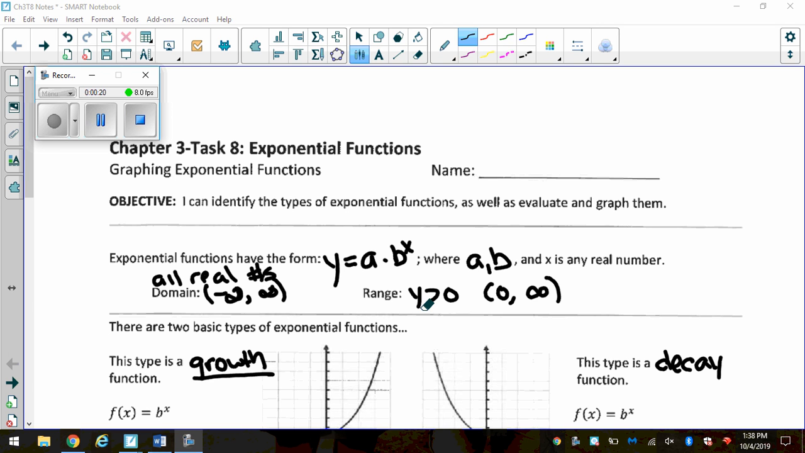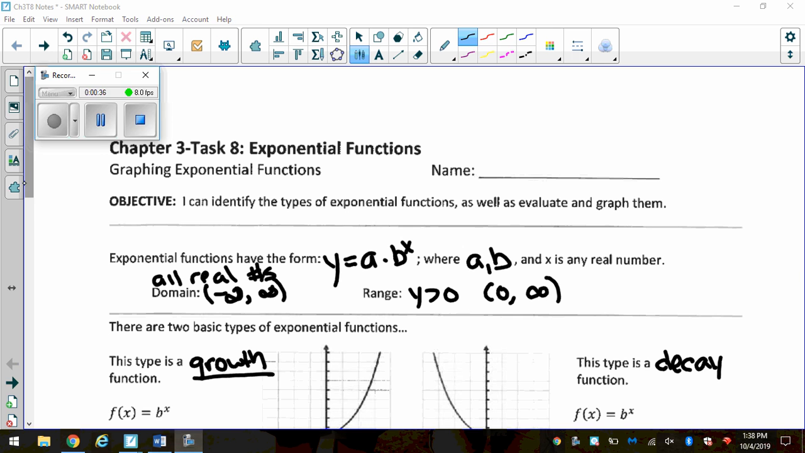The range will be y is greater than 0. Notice that it's not equal to, that means it won't ever hit the x-axis in standard form. You can also write that in interval notation, which would be 0 to infinity. And make sure you note that I use the parenthesis this time and not a bracket.